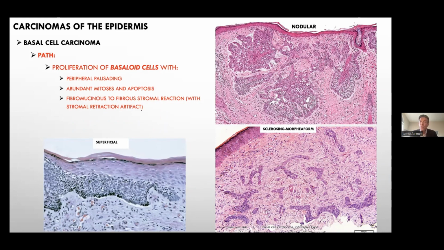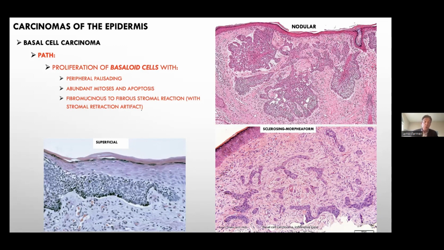You are all familiar with the pathology of a basal cell carcinoma. It's a proliferation of basaloid cells, usually arising from the epidermis, descending into the dermis in an infiltrative pattern. The nests show peripheral palisading. There is abundant mitoses and apoptosis, and there is a fibromucinous stromal reaction, which when processing often gives that stromal retraction artifact. The most common form is the nodular. That's the one that is least likely to recur and is most often cured with excision, even if the margins are positive because of inflammation.